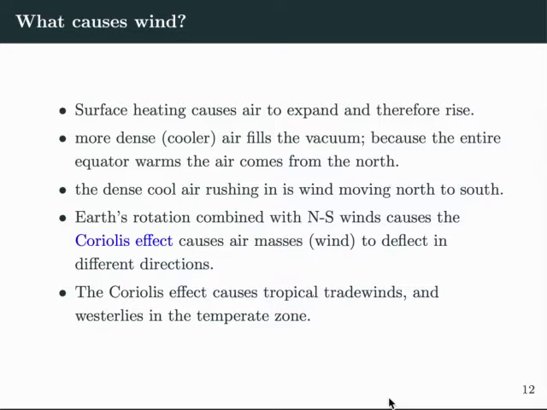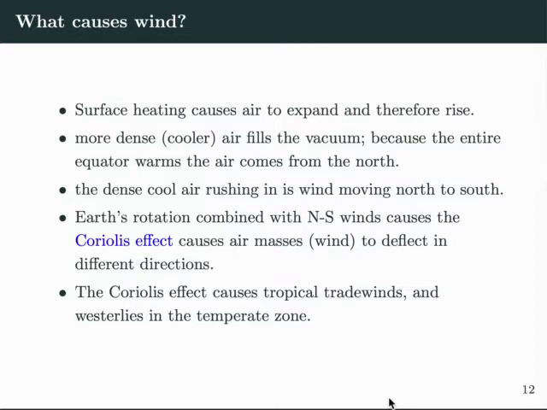So first off, surface heating causes air to expand and therefore rise. So any place on the Earth where one area is heating more rapidly than another, you'll get more air rising, more air expanding, and air moving across Earth's surface to fill that void. More dense, cooler air fills that vacuum. And because the entire equator warms, then the air comes from the north or, of course, from the south.